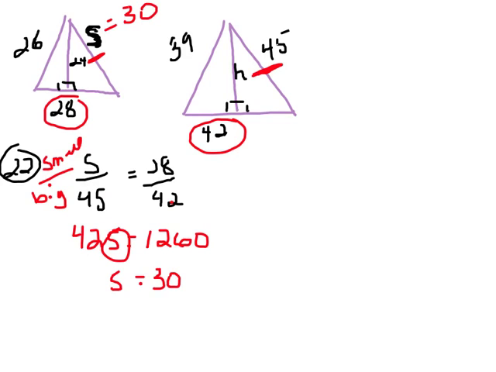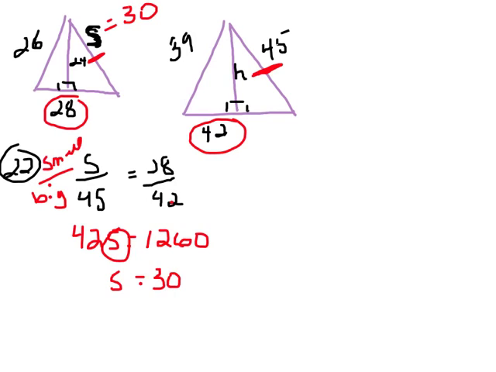So that's how you normally set these up. This was 22. That's how you normally set these up, is you just match. If you're trying to find the variable, you match the variable up with its matching side in the other figure. You make one proportion out of that, and then you find another pair of sides that actually have numbers on both of them.